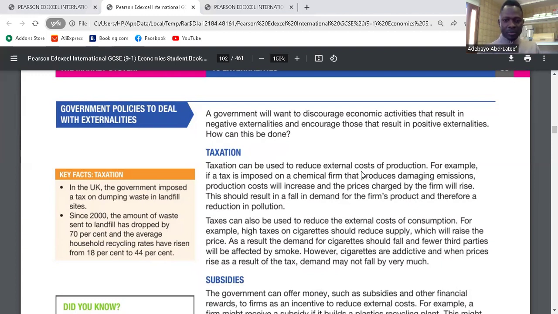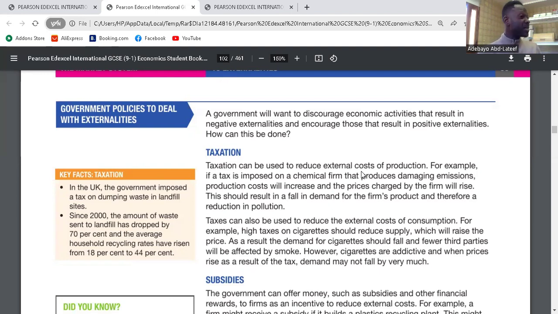Clear? The second paragraph. Taxes can also be used to reduce the external cost of consumption, not only external cost of production. For external cost of consumption, we can talk about demerit goods like cigarettes. So if government wants to reduce the external cost of consumption, government might impose high taxes on cigarettes. An increase in taxes on cigarettes means that the supply of cigarettes would fall, the price increases, and the demand would fall. This is how it works. If government increases the taxes on cigarettes, the price of cigarettes increases, yes or no? Demand might reduce. Do you understand? So this might reduce externalities.